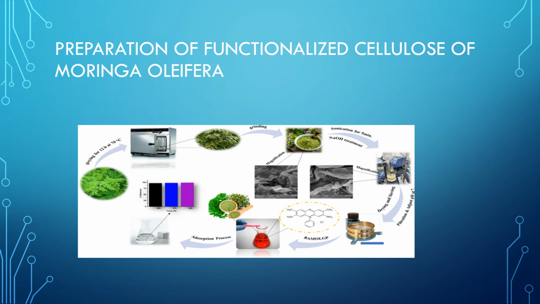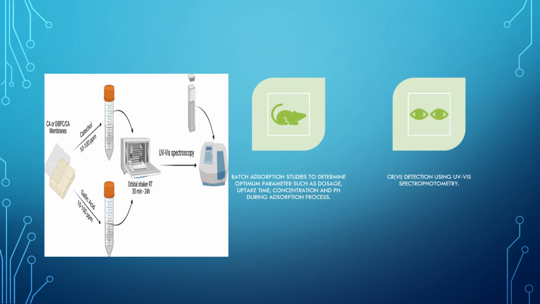chromium. So now let's look at the preparation of functionalized cellulose of the Moringa oleifera. The MO leaves are collected and washed with deionized water, and then dried in the oven for 12 hours at 80 degrees Celsius. Let's look at the method of batch adsorption. In a 100 ml reagent bottle, the FMO is added and 50 ml of 100 milligrams per liter of chromium solution is added. The solution is shaken at 200 rpm at 25 degrees for 24 hours.